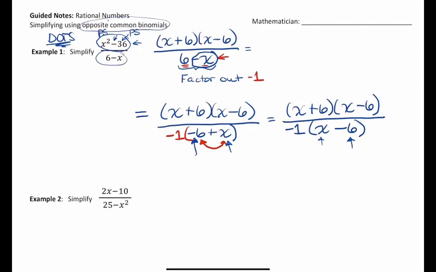So now the next part of this problem is to start canceling. And so now you're allowed to cancel. Now notice, I'm only canceling x minus 6 with x minus 6. This negative 1 didn't get canceled out. So it was important that we kind of pulled that out. That's now part of the problem still.